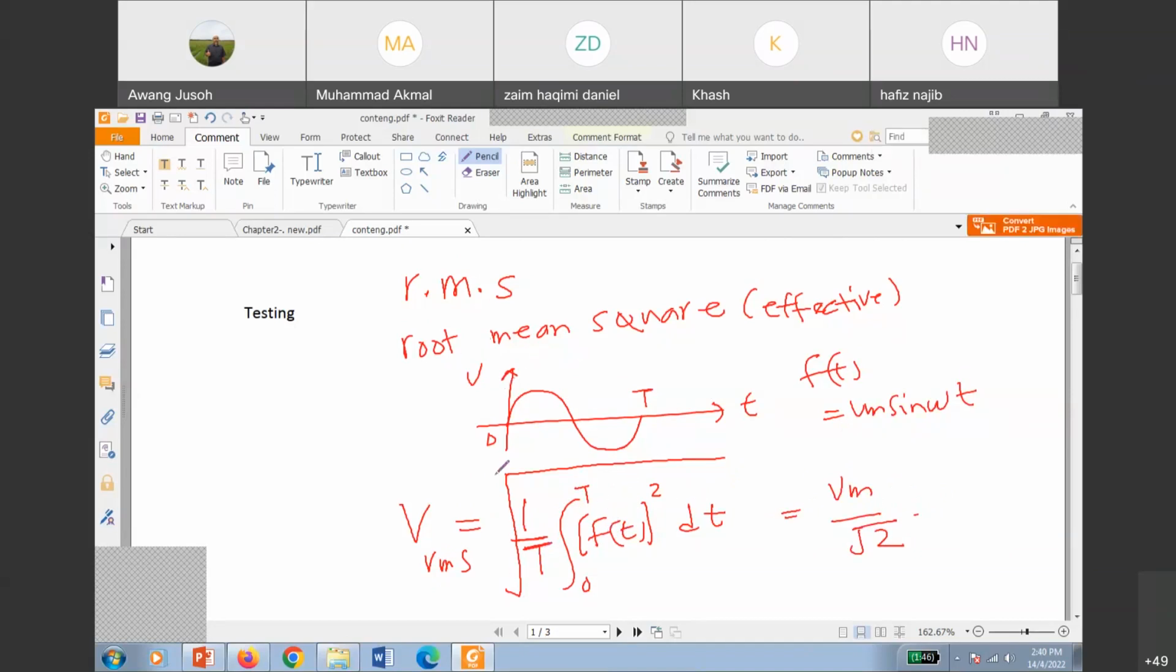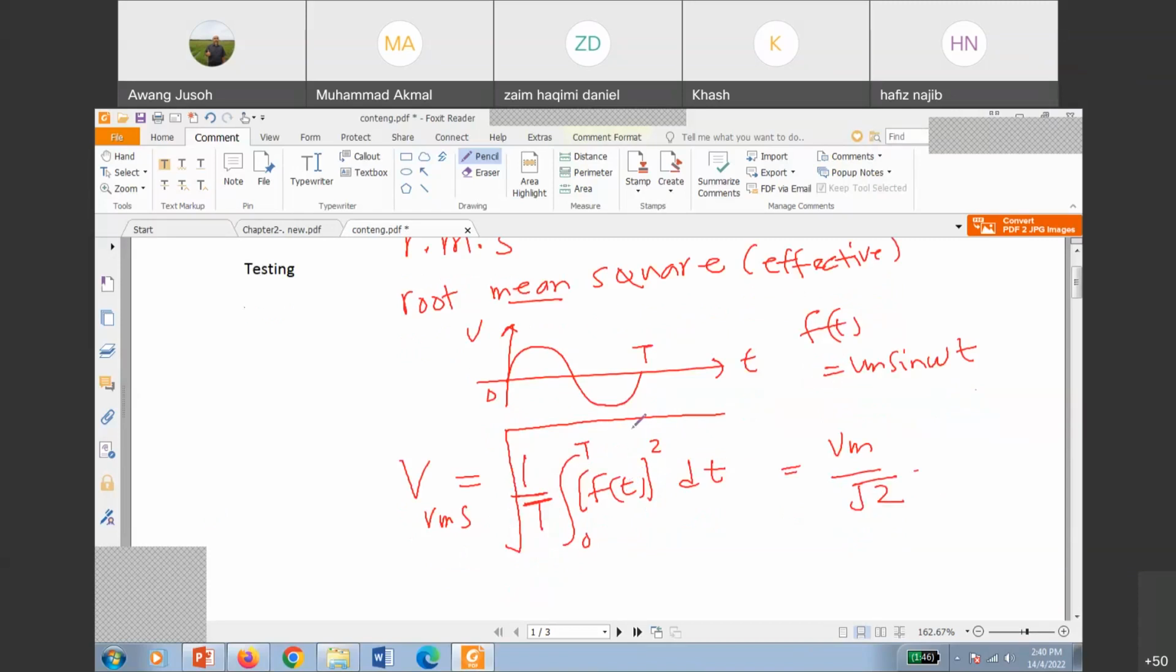Root mean square: this is the mean square. Mean means average. So you square the function, take the average, and then take the square root of it. If you do a little bit of mathematics, we get this formula for the voltage, and similarly for the current. I just put f of t, which can be a voltage or current function.